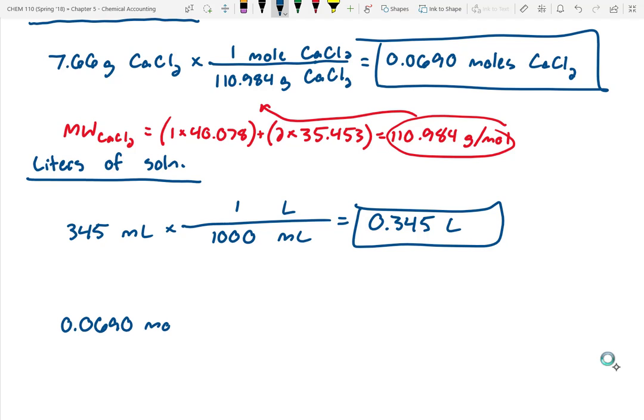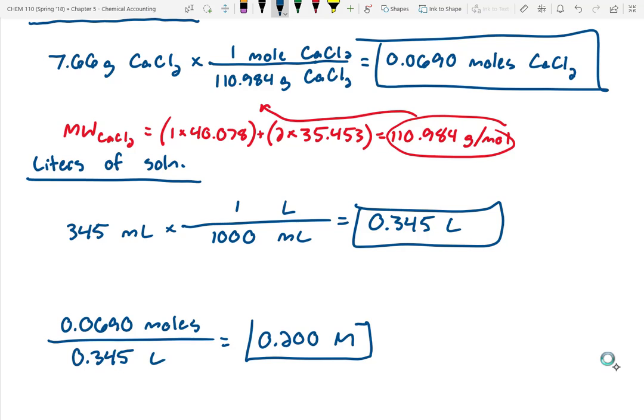And finally, all we need to do is say 0.0690 moles divided by 0.345 liters gives us a final answer of 0.200 molar. And if you notice too, I tried to be very careful with my sig figs, so I kept the appropriate number of sig figs throughout my calculations, and you should do that for these as well.